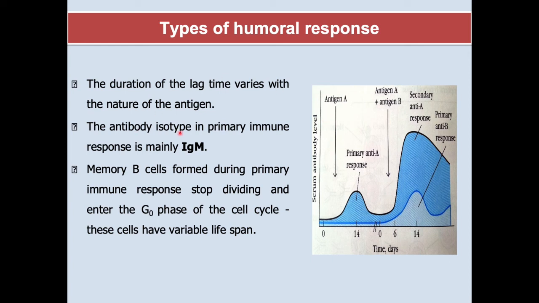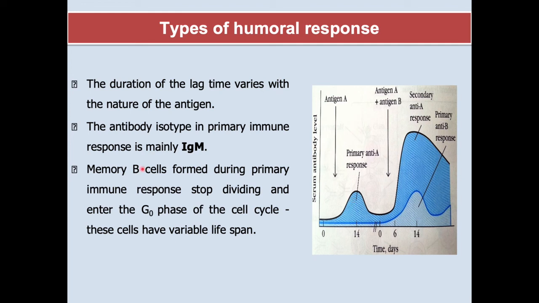The antibody isotype in the primary immune response is mainly IgM. During the first infection, the plasma cells mainly secrete IgM. So here, IgM is the one that works, because IgM is pentameric in structure. There are 5 antibodies clumped together as a group.